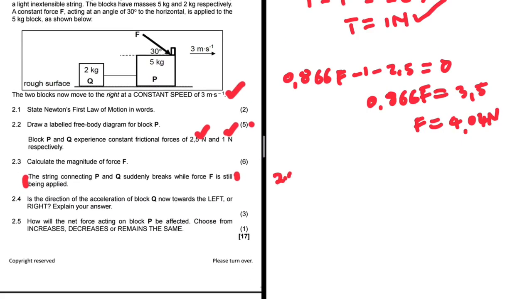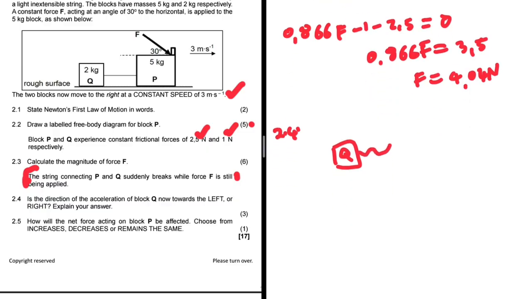Okay, and then 2.4 is the direction of the acceleration of block Q. Well, we have to take a look at this statement first. The string connecting P and Q suddenly breaks while force F is still being applied. Is the direction of the acceleration of block Q now towards the left or right? Explain the answer. So here we have block Q, right? The string is now broken connecting the two blocks.